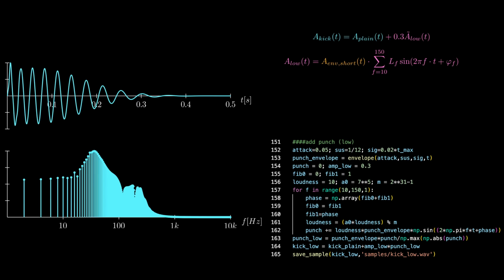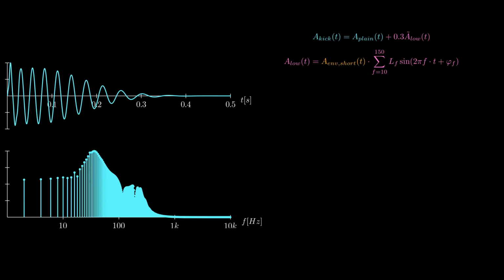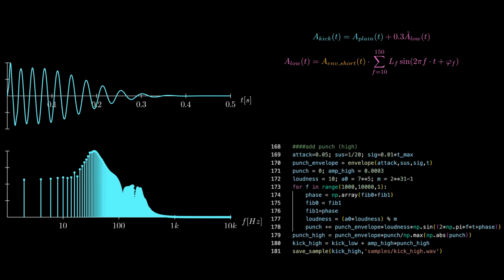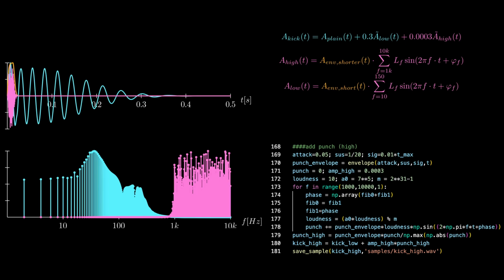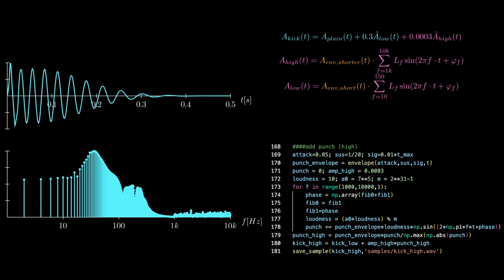For my taste, I would also add a bit of high end too. Give it an even shorter envelope, and calculate some noise in the range from 1 kHz to 10 kHz. Scale it down to around 0.03% of our sample loudness, add it to our previous signal, and take a listen. Yeah, I could see myself using this.